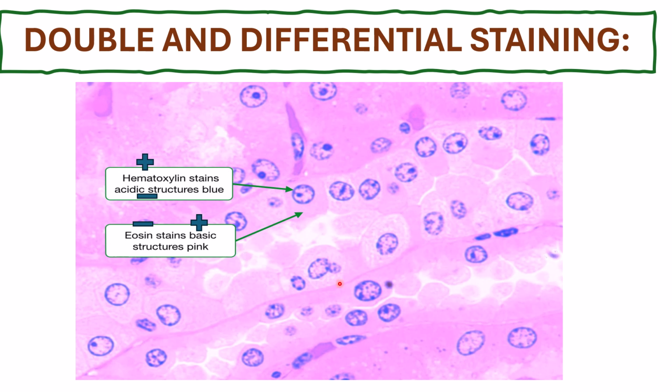And the second organelle which we are going to stain is the cytoplasm. Cytoplasm is comparatively positively charged because of the presence of proteins, so it is a basic organelle. To stain the cytoplasm we take the negative, acidic eosin stain. So that's what is done in double or differential staining. We just have to stain acidic against basic and basic against acidic.